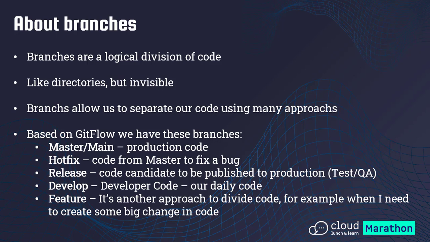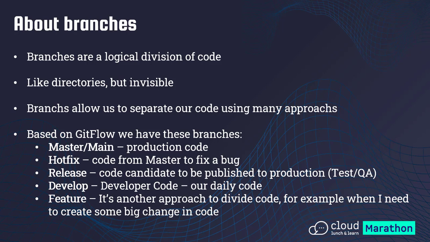Based on Gitflow, we have these branches. Master or main is the production code. This is the code that you publish to the production environment. If you have a bug inside your environment, you can create another branch. The name is hotfix or bug, if you prefer. It's a code from master, for example, to fix a bug and put it again to master.